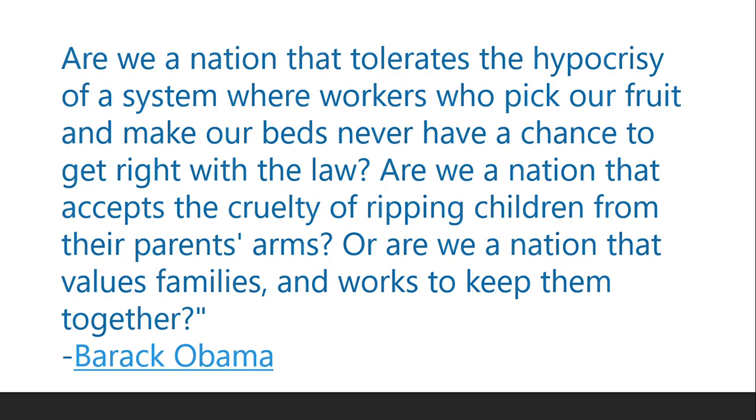So, in the speech of Barack Obama, we have some rhetorical questions that we can understand he's not asking to anyone, he's just making people think about it, okay? Are we a nation that tolerates the hypocrisy of a system where workers who pick our fruits and make our beds never have a chance to get right with the law? Are we a nation that accepts the cruelty of ripping children from their parents' arms? Or are we a nation that values family and works to keep them together?